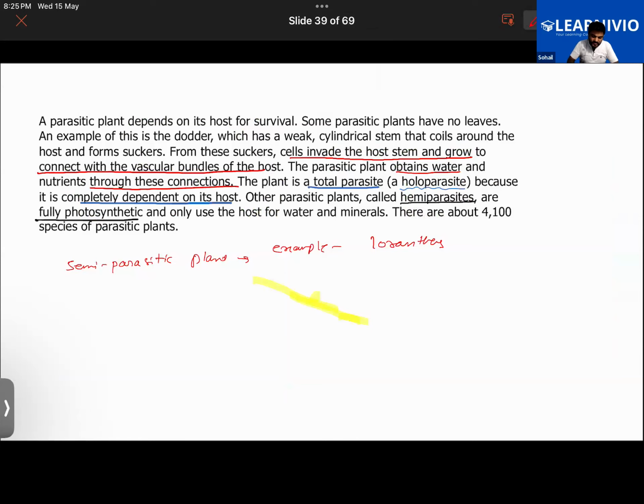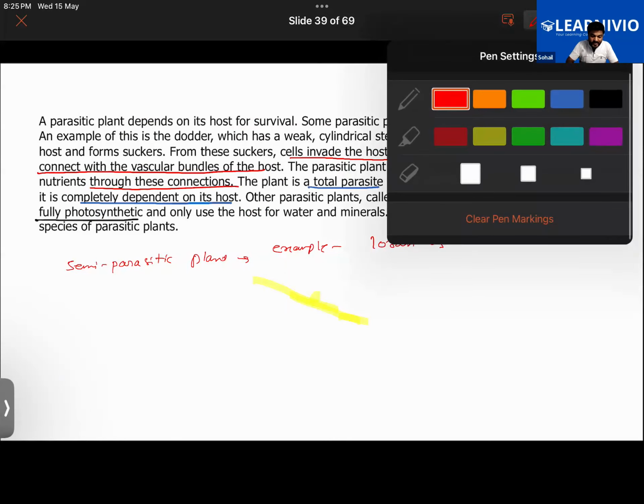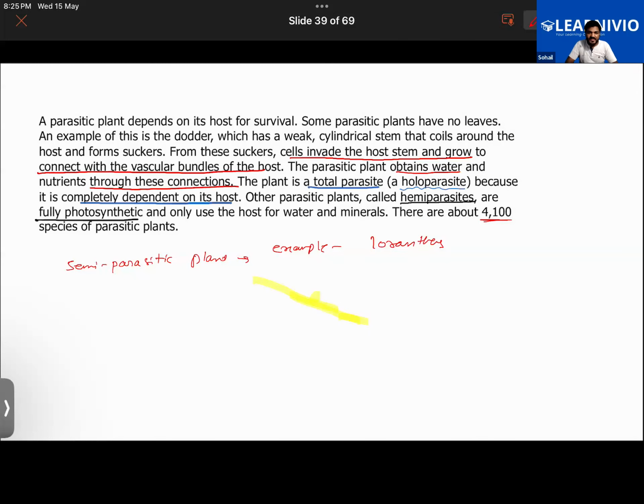One more thing you need to know is that there are almost 4100 species of parasitic plants. We learned about just a few of them, but there are many different species of parasitic plants. I hope it is clear to everyone. Okay. Yes, sir. All right.